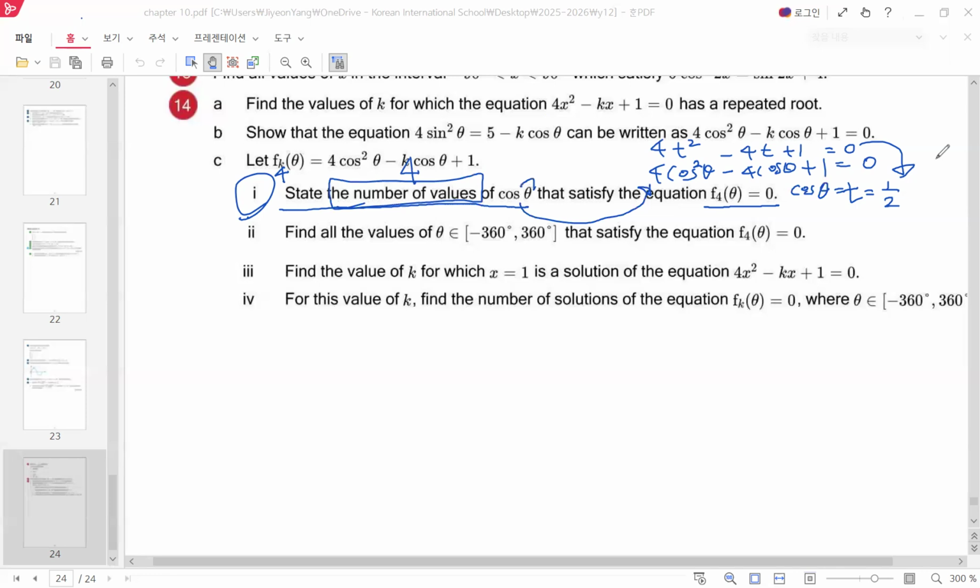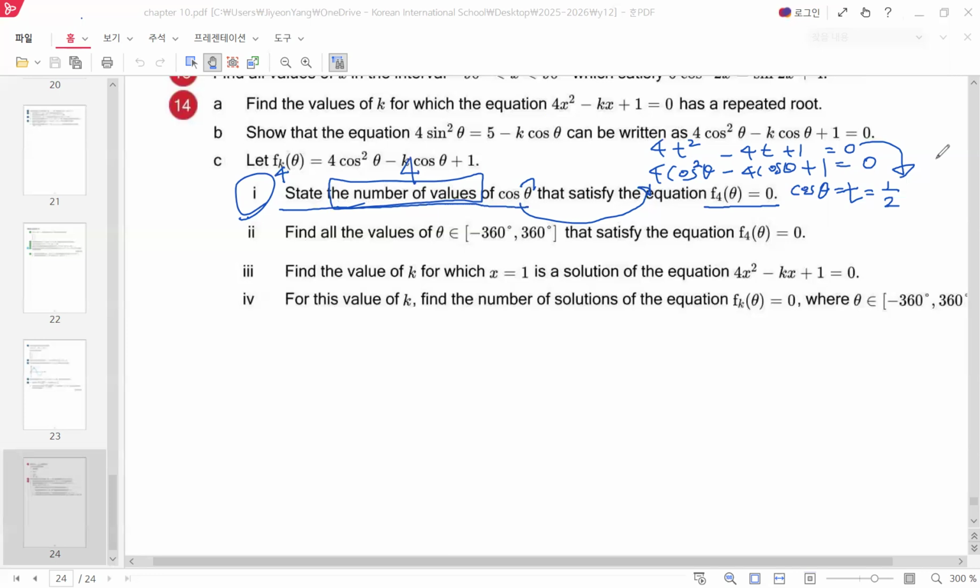Guys, 4 cosine square theta minus 4 cosine theta plus 1 equals 0. As you can see, this is a quadratic equation. So if you substitute this as t, you can rewrite this equation as 4t squared minus 4t plus 1 equals 0. Since this is a quadratic equation, either you have two roots, or one repeated root, or 0 real roots.